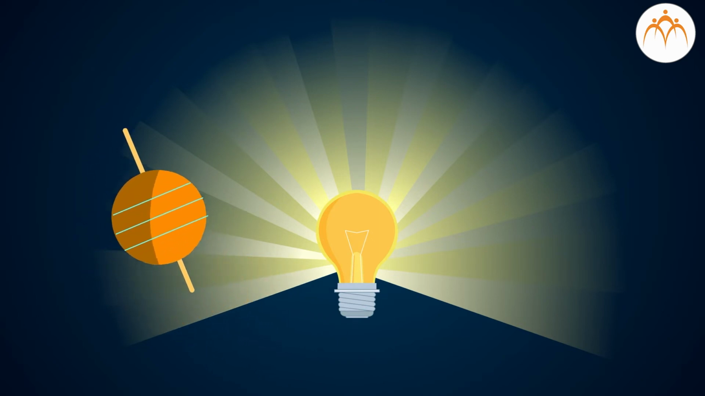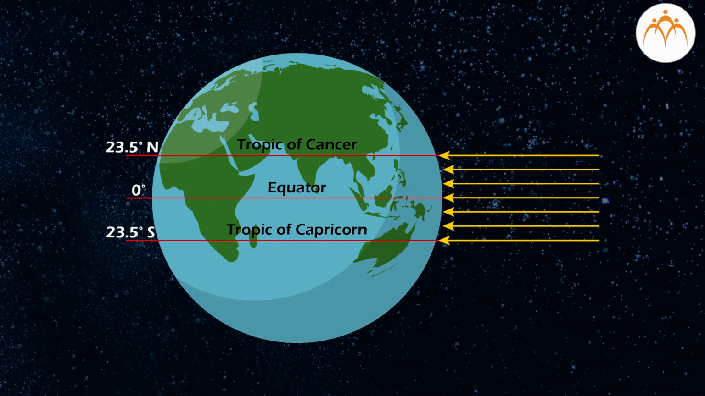What do you observe? The rays of the sun are perpendicular only between 23.5 degrees north and 23.5 degrees south latitudes, that is, between the Tropic of Cancer and Tropic of Capricorn. In other words, only the area between 23.5 degrees north and 23.5 degrees south latitudes receives perpendicular rays during different times of the year.